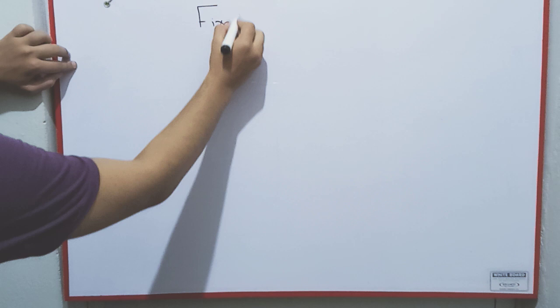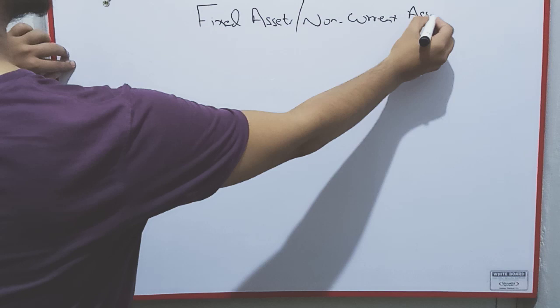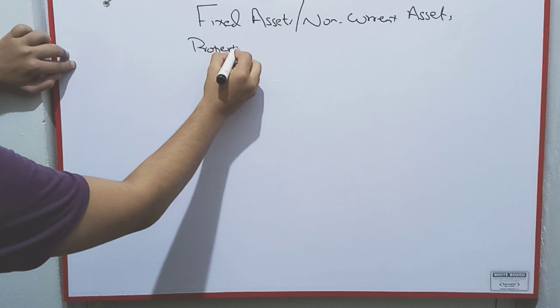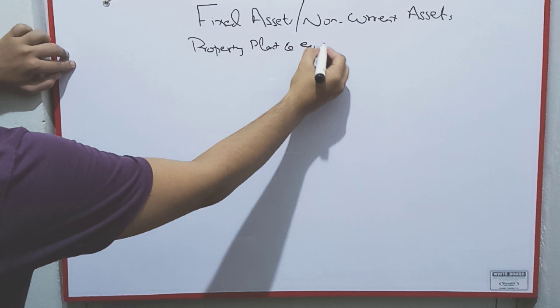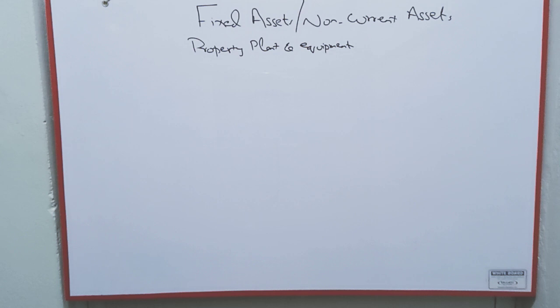Fixed assets are non-current assets or property, plant and equipment. So these all are same: fixed asset, non-current asset, and property, plant and equipment. So what is it? Fixed assets are those assets from which we expect to take benefit more than a year.